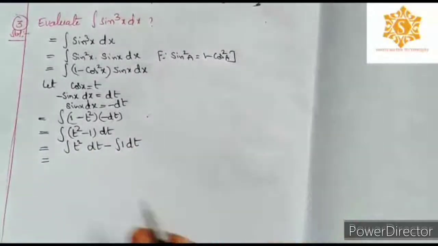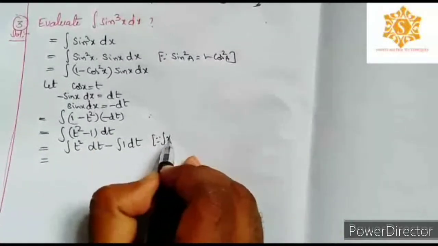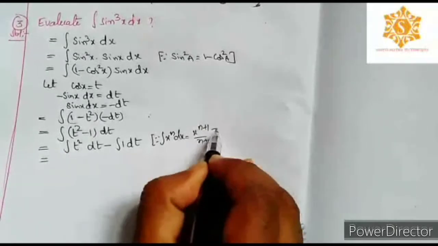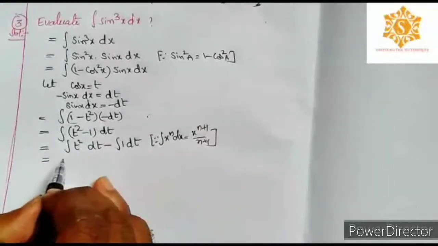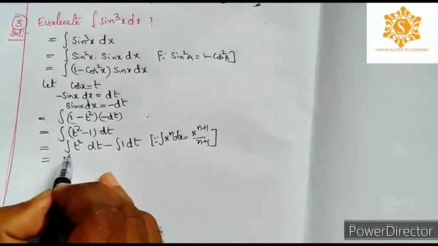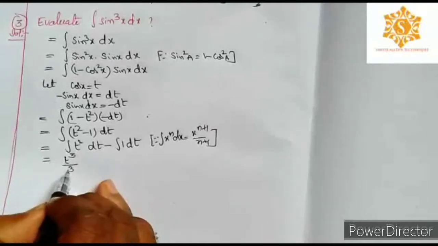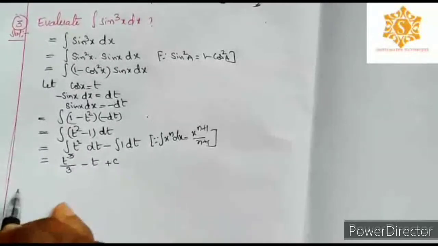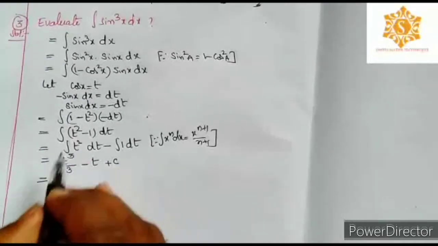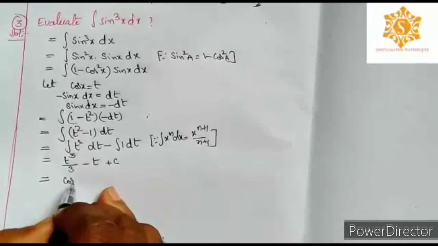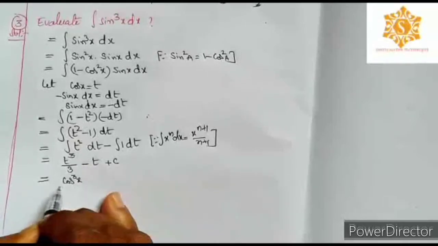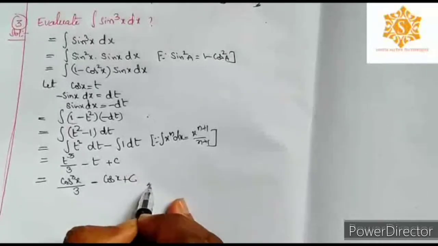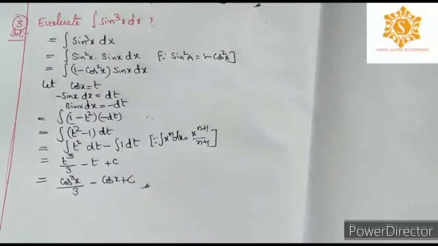So integration of t square dt, we know the formula, integration of x power n dx value is x power n plus 1 by n plus 1. So integration of t square dt value is t power 2 plus 1 by 2 plus 1. t power 2 plus 1 value is t cubed by 3 minus integration of 1 dt value is t plus c. So substitute t value, we get t value is cos x, that is cos x whole cubed, that is cos cubed x by 3 minus cos x plus c. So this is the solution of the given problem.